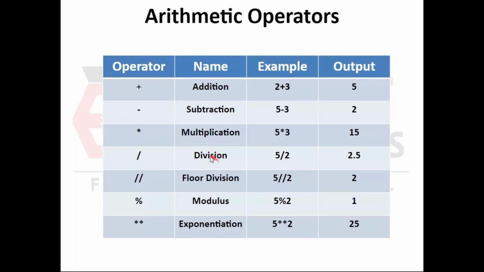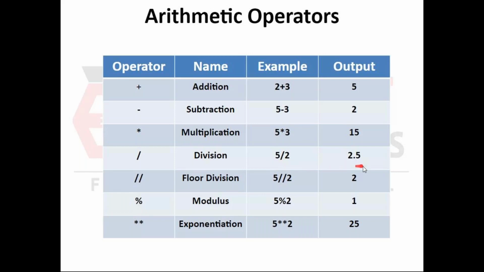We have two types of division in Python. The first one is complete division and the second one is floor division, also called integer division. If you use a single slash, it is complete division, and if you use a double slash, it is floor division. What is the difference? If you perform complete division, like 5 divided by 2, you get the real output, 2.5.